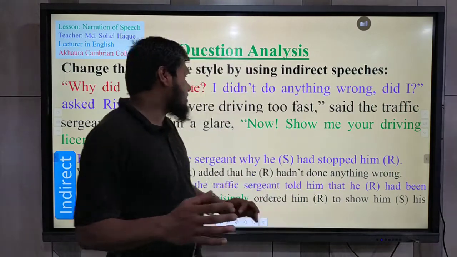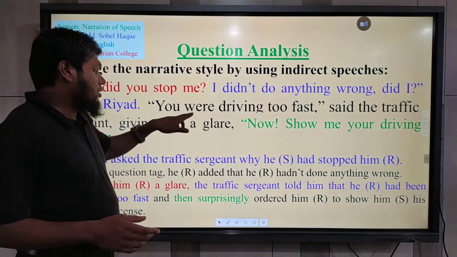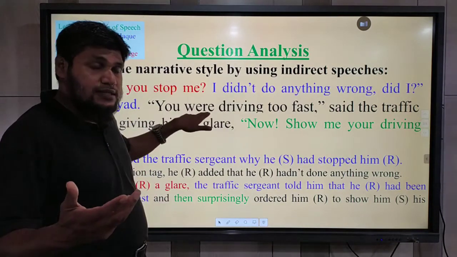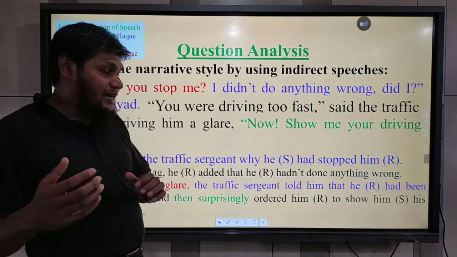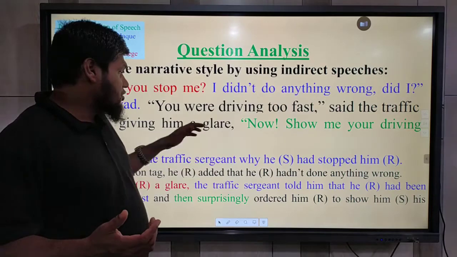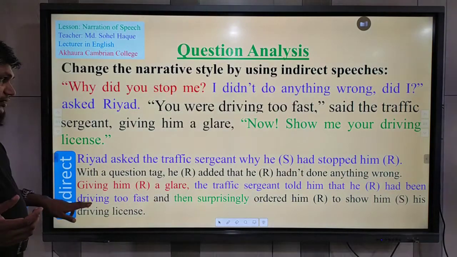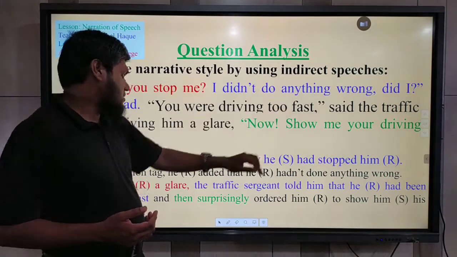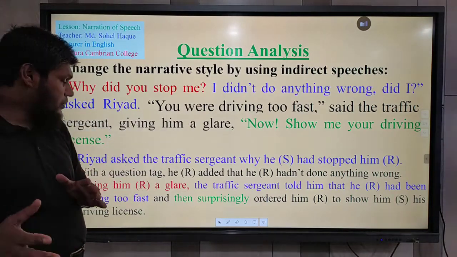Okay. Next, you should change the tense of the speech. While driving is past continuous tense. So past continuous tense should be transformed into past perfect continuous tense. So you should use had been driving, and the rest of the sentence, too fast. We use too fast. The first one is completed.